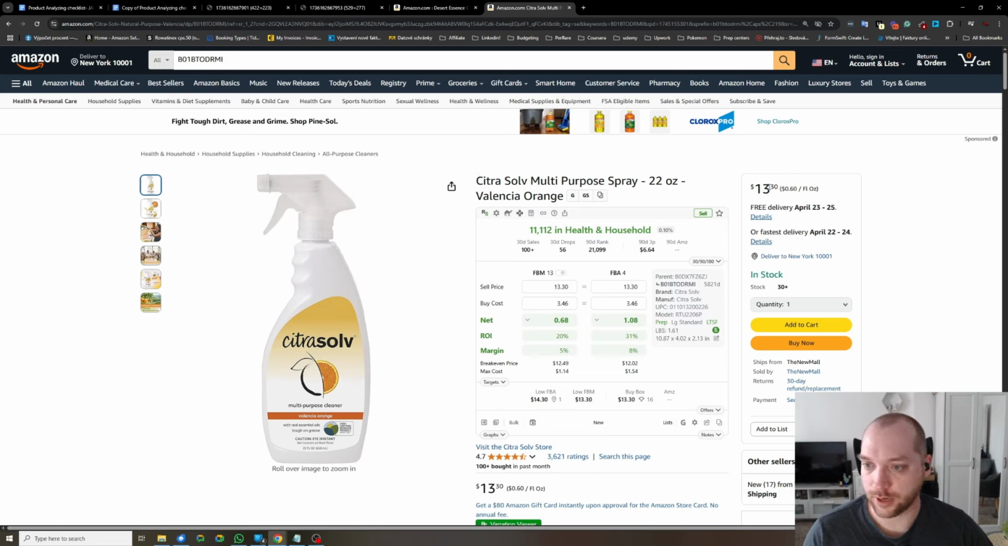And now moving to the right side, the buy box is 13.30. And below, I can see it's not Amazon or a brand selling, because the brand is called Citra Solve. And also keep in mind that since this says ships from, and it says the name of the brand, this is an FBM seller, and as I previously said, we can go higher than the FBM sellers, and we can get the buy box.